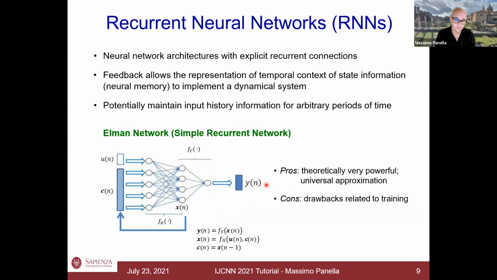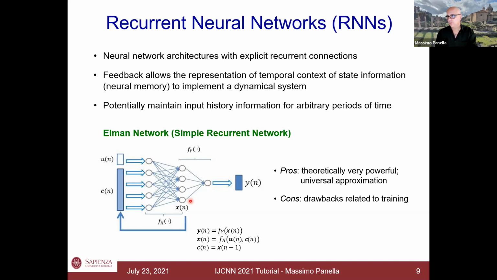A very popular innovation was based on the Elman network, a simple recurrent network, where some internal outputs of the system are fed back to the input. So this was the first proposal of a recurrent approach where the neural model was able to implement a true dynamical system, okay, with an internal state.